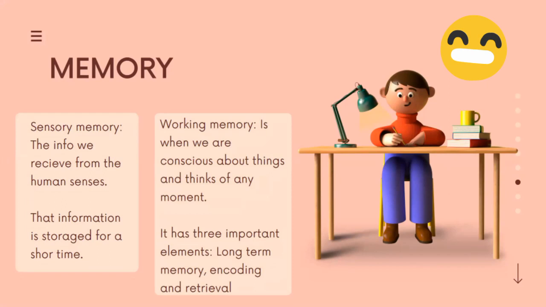And working memory, on the other hand, is when we are conscious about things at any moment. In this one, we have three important elements. That is first the long-term memory, then the encoding, and last the retrieval. So long-term memory doesn't give us a perfect representation of the outside world, and encoding connects new information with what we already know. And I think I have finished explaining the topics that we have seen.